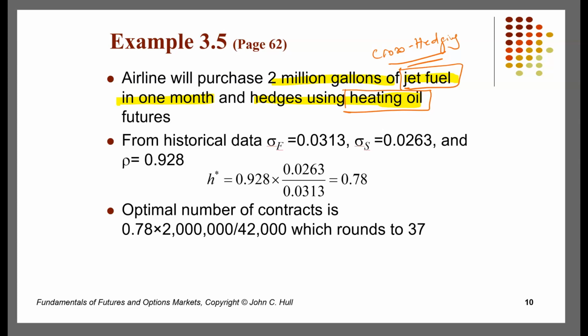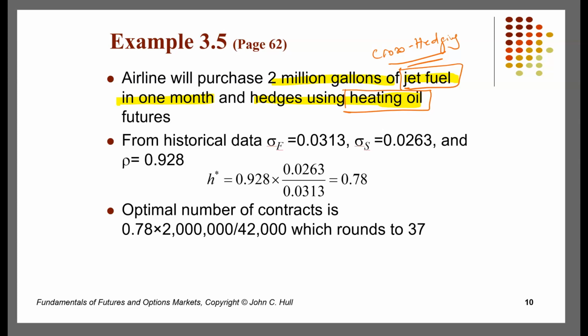Okay, so how many contracts do they actually need? And what is the hedge ratio? Remember, when we're cross hedging, we really want to pay attention to that hedge ratio. If we are not cross hedging, usually the hedge ratio is going to be equal to 1, or very close to 1, so computing a hedge ratio is perhaps insignificant. But when cross hedging is applied, the use of the hedge ratio is important.